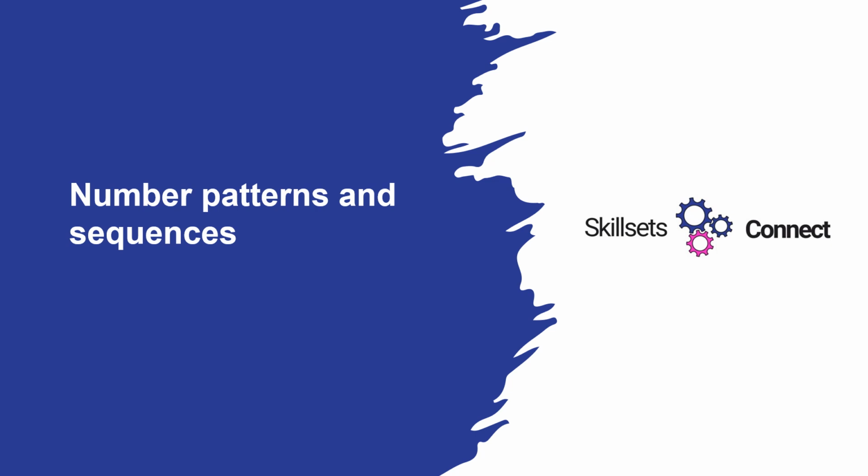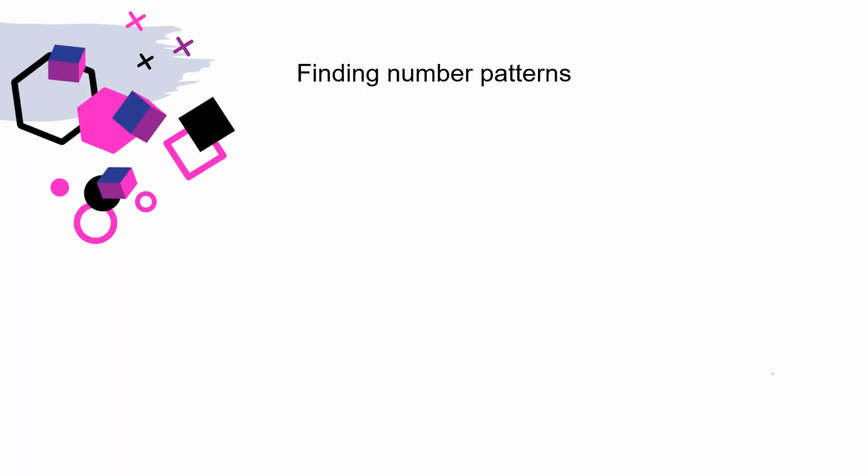Number patterns and sequences. Sequences are just patterns of numbers or shapes that follow a rule. The trick to finding the rule for the number patterns is to write down what you have to do to get from one number to the next in the gaps between the numbers. There are two main types to look out for.